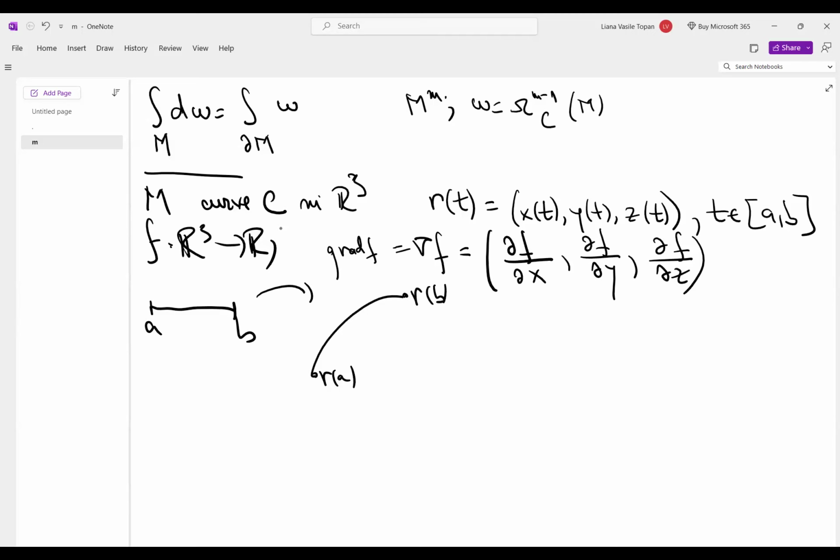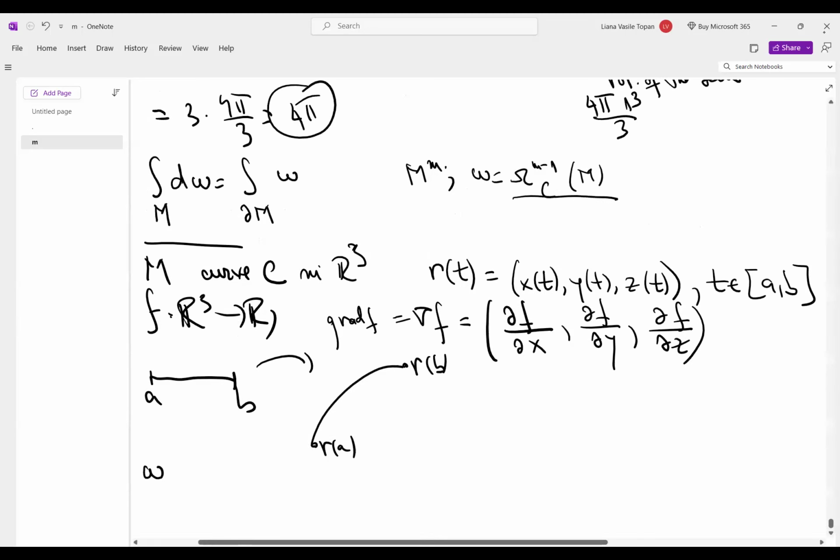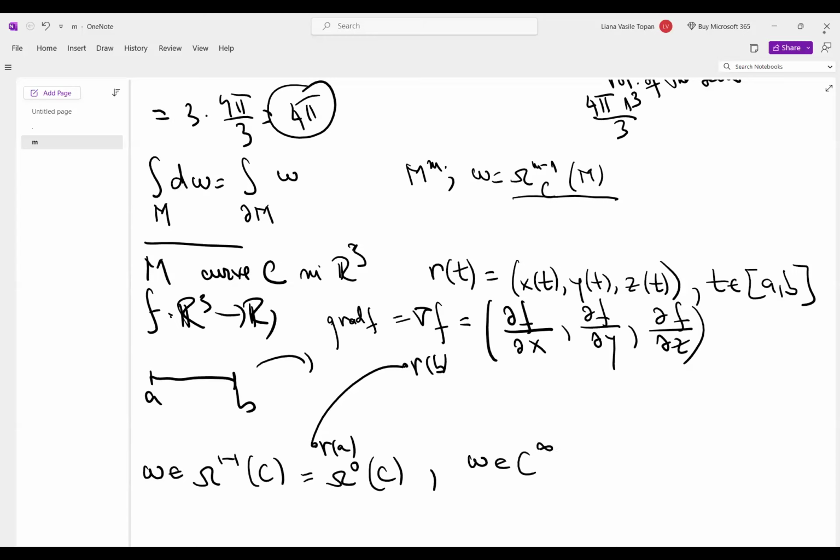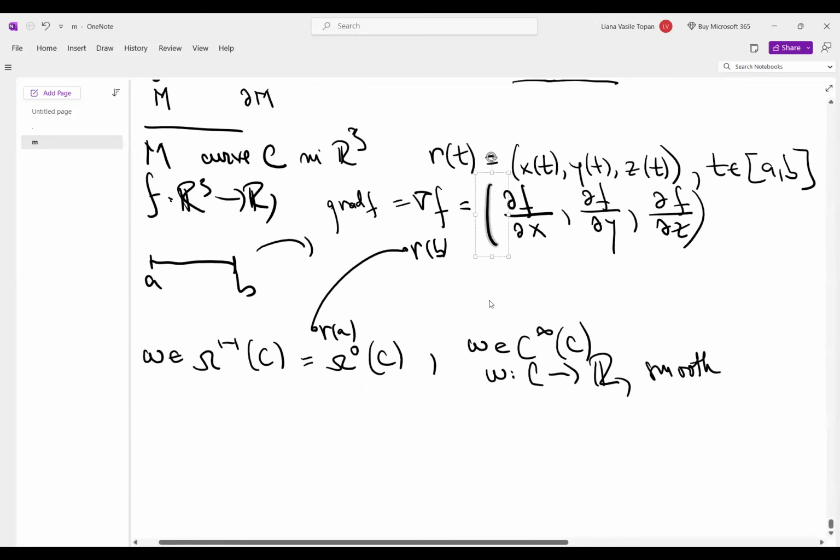Now we need a form, right? So we need the form to be, remember, omega is an n-1 form. So in our case, it will be 1 minus 1, right? So this means omega is a zero form. What is a zero form? A function, a smooth function. So omega is like this: a function defined on C with values in R, which is smooth. Okay, a smooth function defined over the curve C.